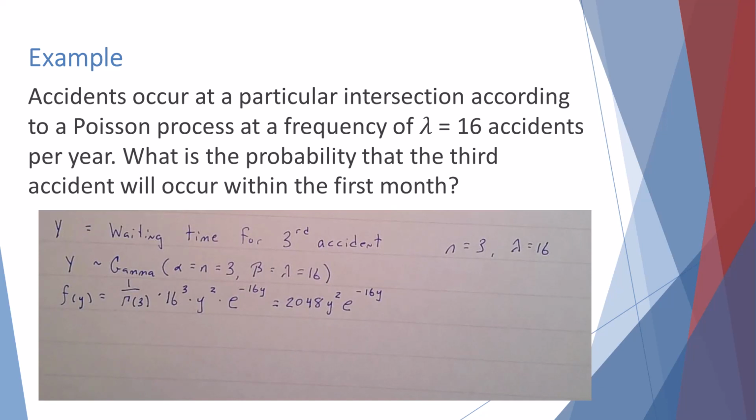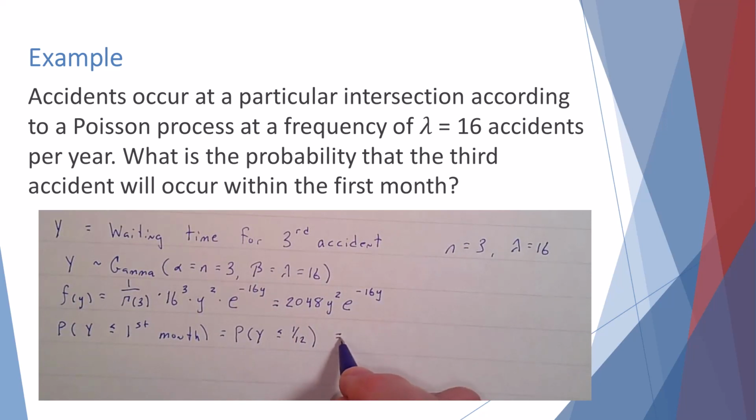Well, now we want to find the probability that the accident occurred in the first month. So we want y to be less than or equal to the first month. But remember here that lambda is given to us in terms of years. There are 16 accidents per year. So let's rewrite this as the probability that y is less than or equal to 1 over 12.